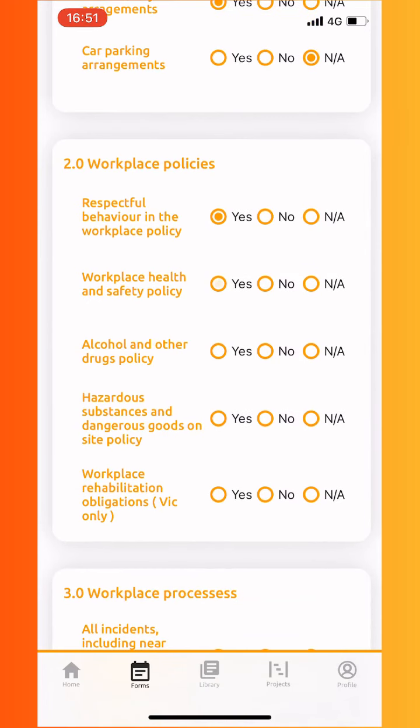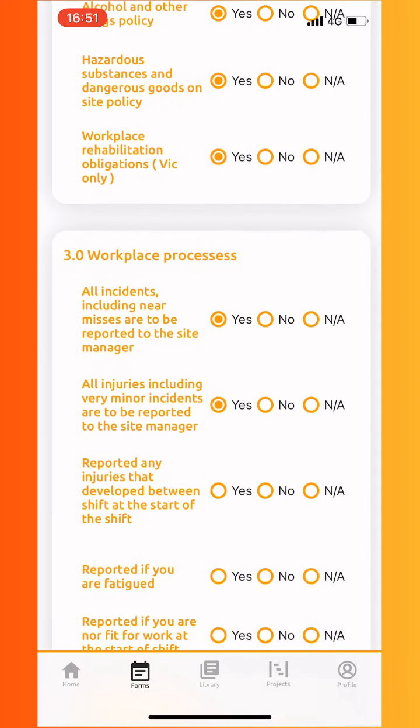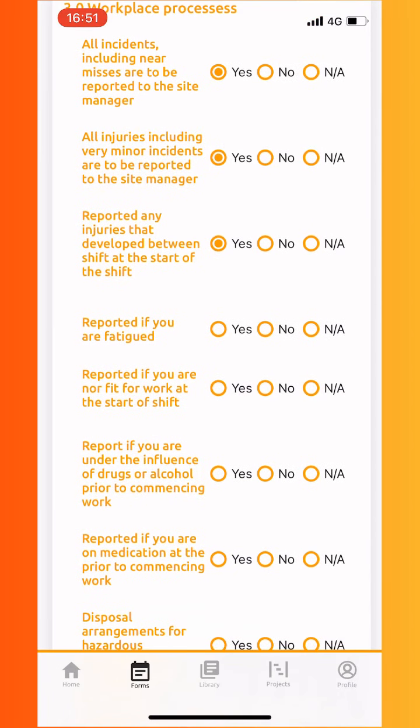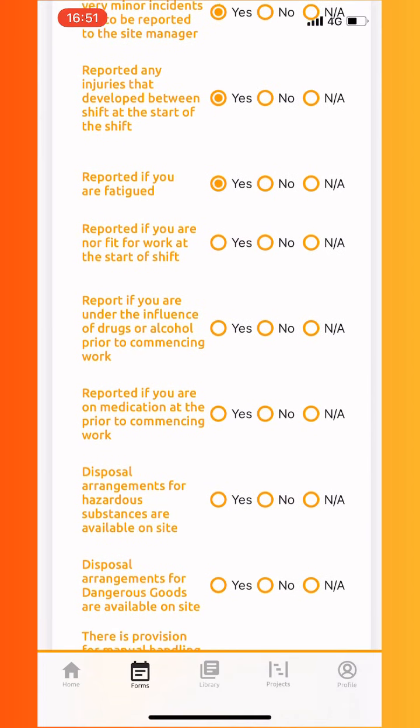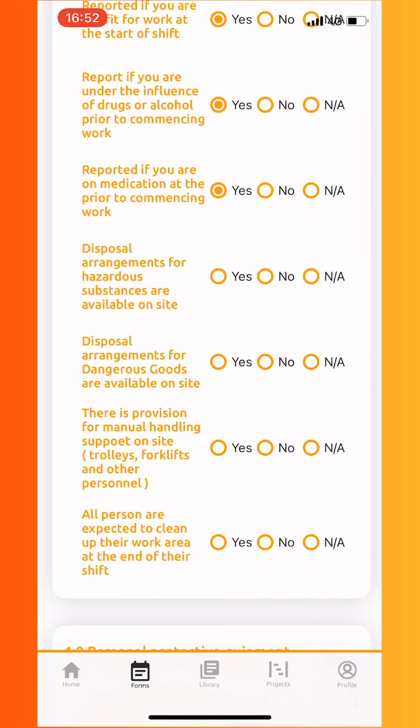Section 2.0 refers to work site policies. Again, please use the NA if it is not required for your site. The workplace processes refer back to standard reporting set up on site. For example, the reporting of incidents, disposal arrangements for hazardous goods on site, and provision for manual handling.